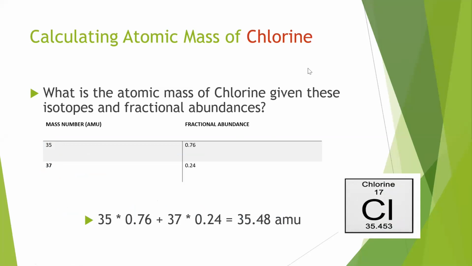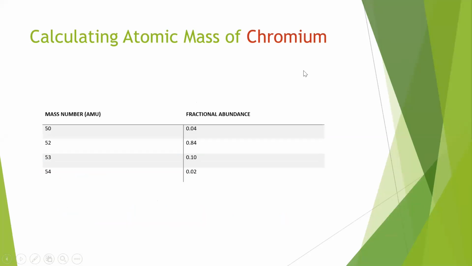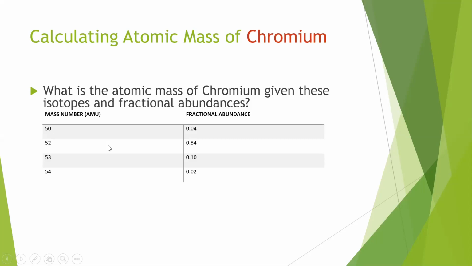So our last problem for today, we're going to calculate the atomic mass of chromium. So given these fractional abundances, what is the atomic mass of chromium? You don't have to give me the number. You can just show me the work. You can show me the weighted average in the chat. That's perfectly acceptable. So please PM me the answer when you get it.